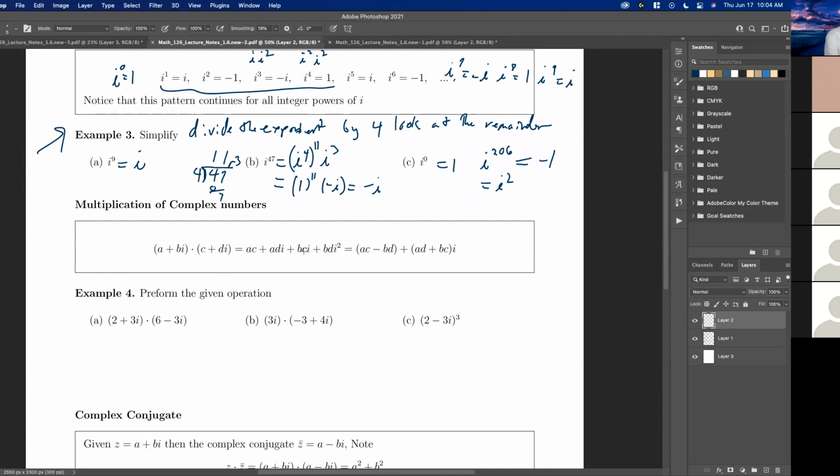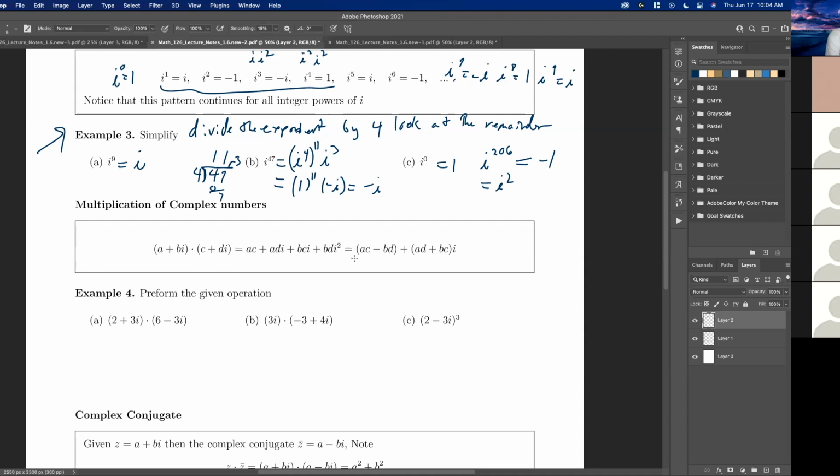All right, so let's talk about multiplication of complex numbers. If I multiply complex numbers, here we just FOIL. So we'll have A times C, A times DI, plus B times CI, plus B times DI squared. But notice I squared is -1. So our real part in this case would be AC minus BD, and then we'll add (AD plus BC) times I.